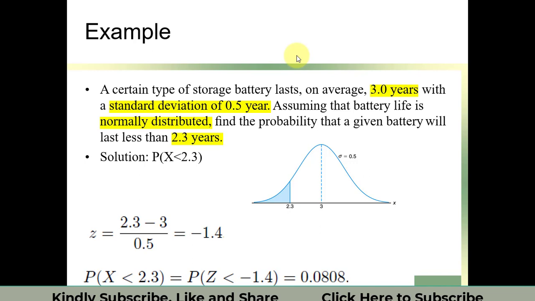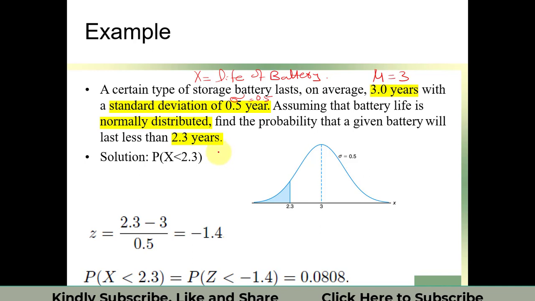than 3 years. So first thing, we will write what our mean value is and how we will represent it. Our mean is equal to 3 years. Our standard deviation is equal to 0.5. The important thing is what our random variable is. In this case my random variable is the life of the battery. So x is equal to battery life. We are interested in battery life.